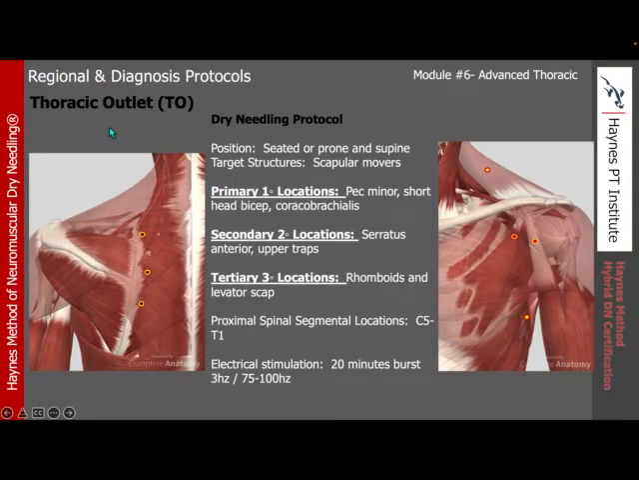Okay, then onto thoracic outlet. I've had better outcomes with thoracic outlet patients since I incorporated dry needling into a manual therapy-based approach. And so this is how we go about our thoracic outlet.